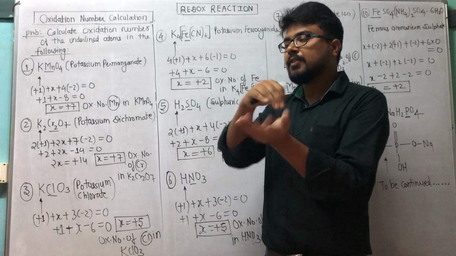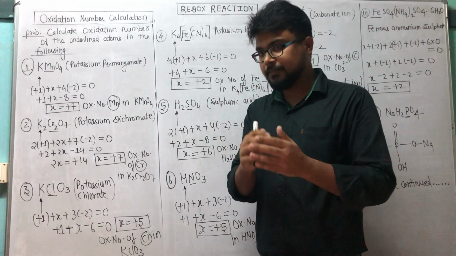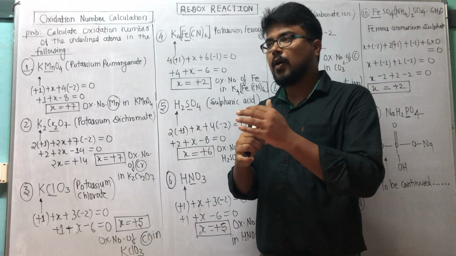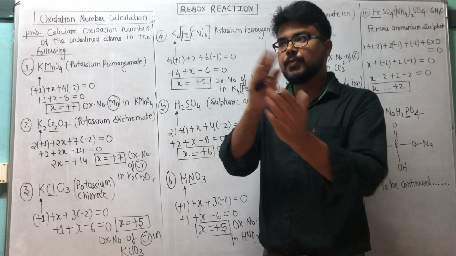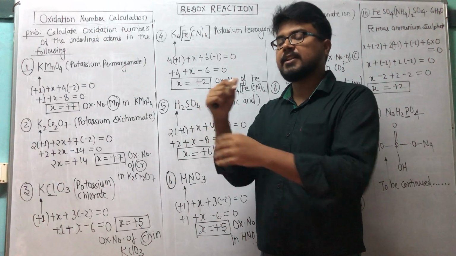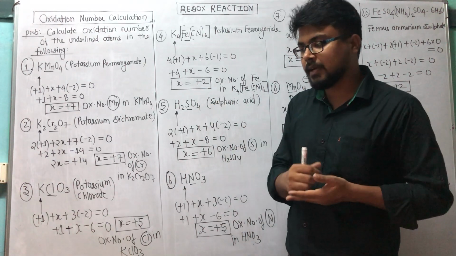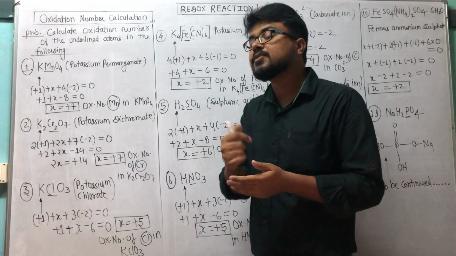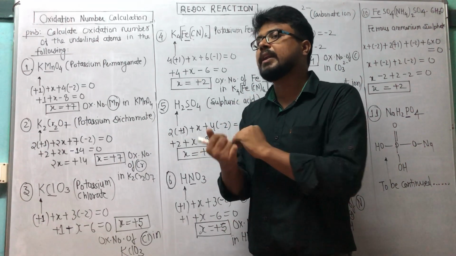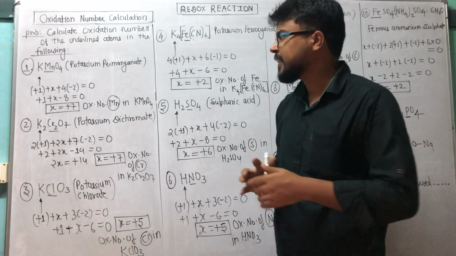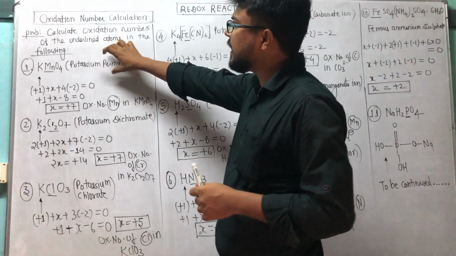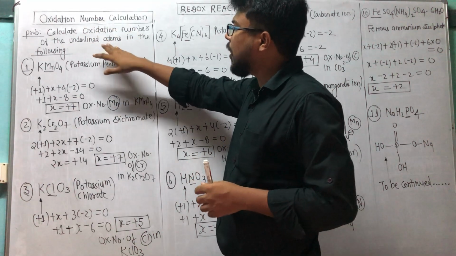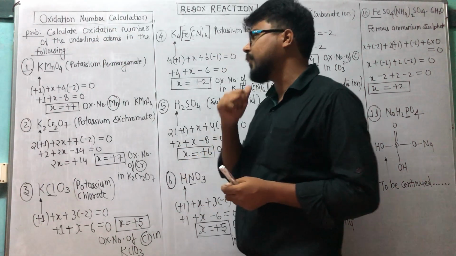Some elements have more than one oxidation number, like oxygen. In a normal oxide, the oxidation number of oxygen is -2. For superoxide it is -1/2, and for peroxide it is -1. For hydrogen, when it is connected with a metal it is -1, and when it is connected with a non-metal it is +1, and so on. Correct? So we will see one example, where I have to calculate the oxidation number of the underlined atoms in the following.